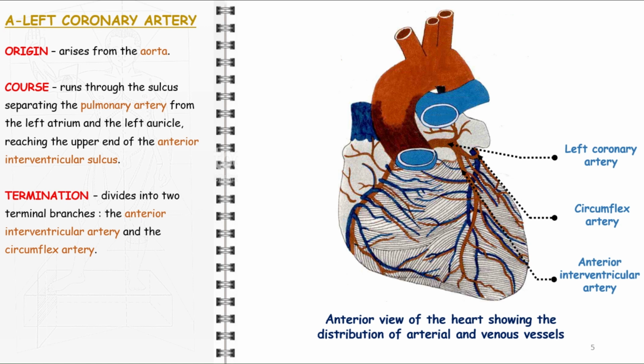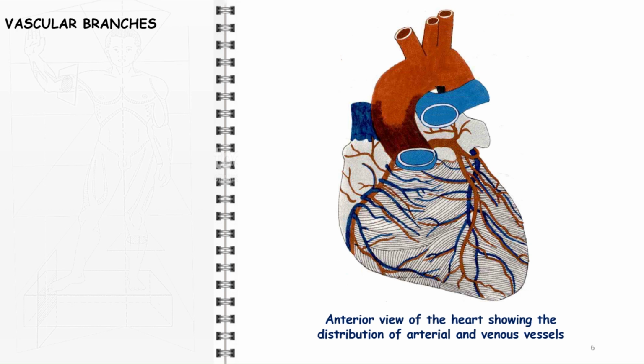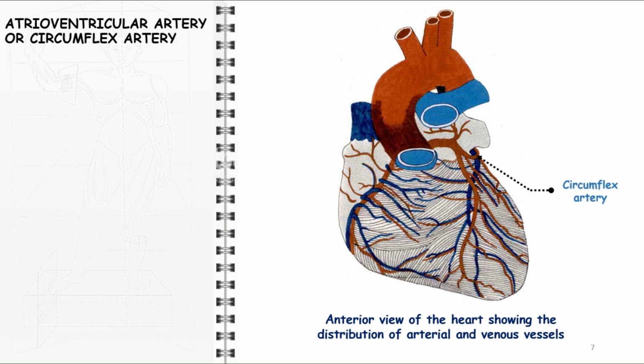The left coronary artery gives off multiple branches, including vascular branches, the atrioventricular or circumflex artery, and the anterior interventricular artery. The vascular branches are intended for the adjacent walls of the aorta and the pulmonary artery. Among these branches, the left fatty artery stands out, which ramifies within the fatty layer located on the anterior surface of the pulmonary artery.